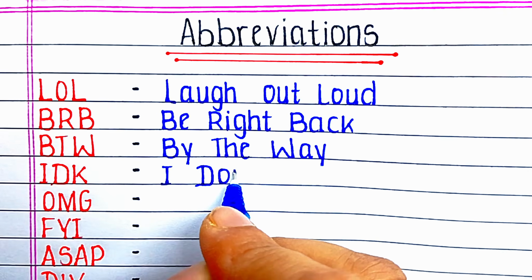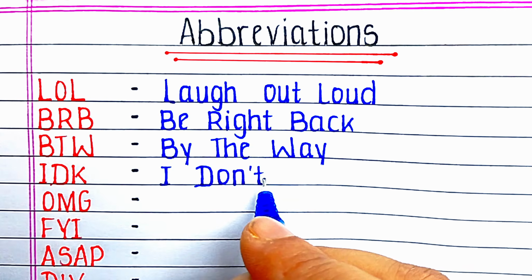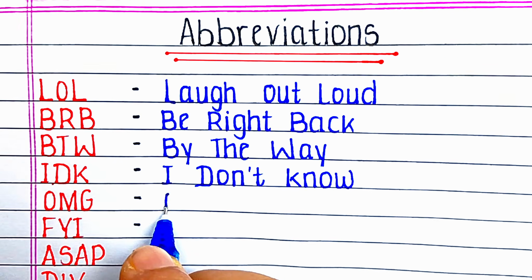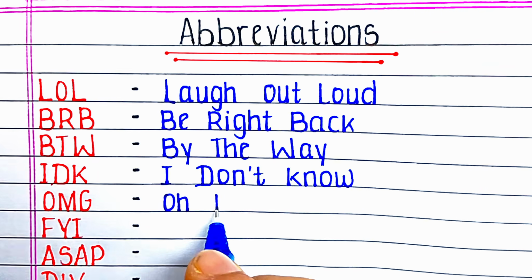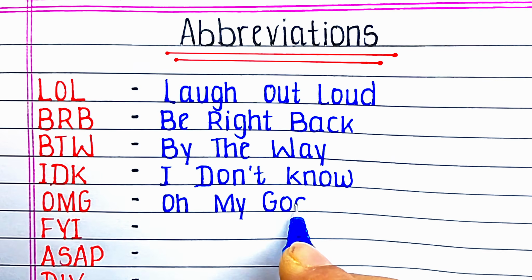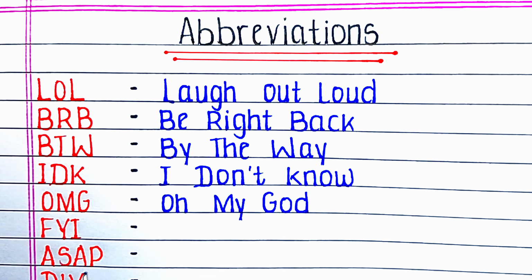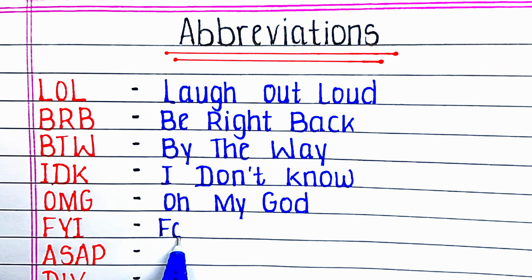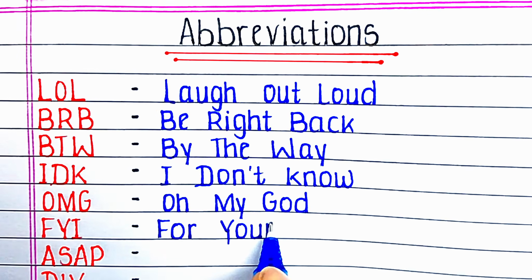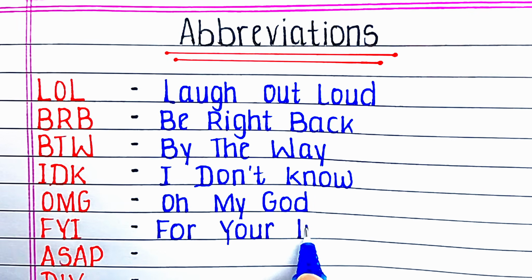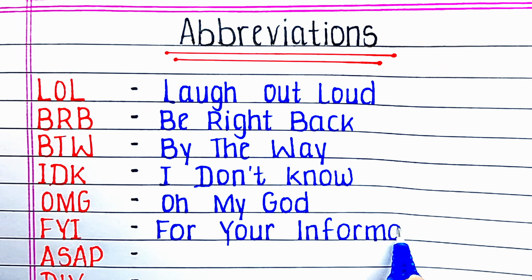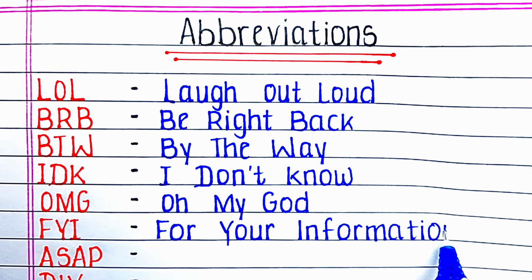Next is IDK. IDK stands for I don't know. Next is OMG. OMG stands for oh my god. Next is FYI. FYI stands for for your information.